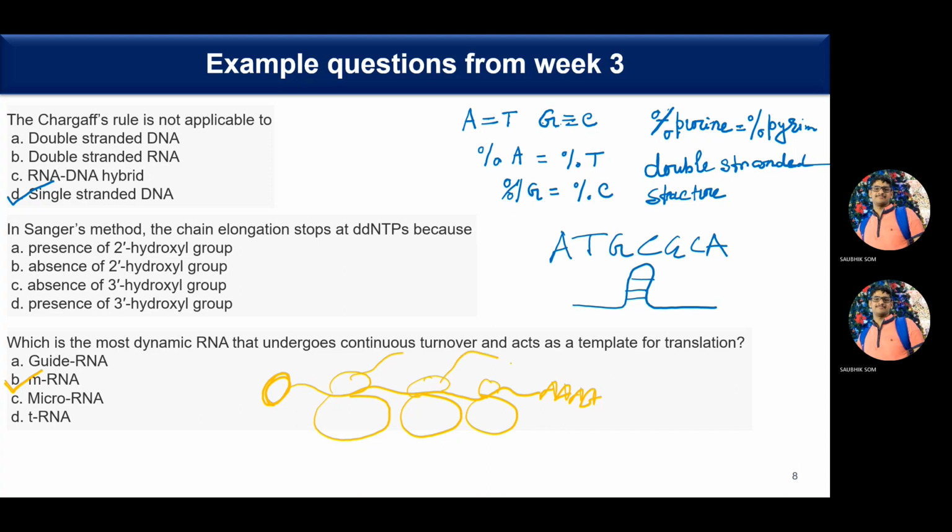Okay, very easy. If no one is giving the answer, it's the absence of the 3' hydroxyl group, and I don't think I need to explain this because sir has already very well explained how Sanger sequencing works.